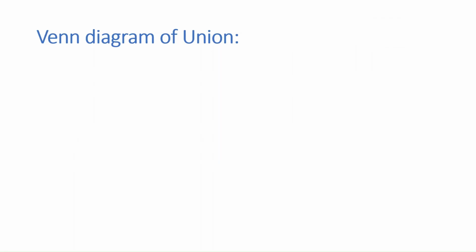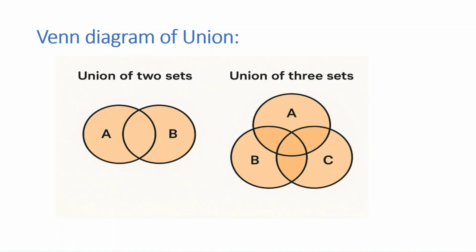Now, what will be the Venn diagram of union? For this portion, that is union of two sets, here A represents set A, B represents set B. Now union means all elements from both the sets. So all the shaded region denotes the union of two sets. Here we have three sets, that is A, B, and C. So all this shaded region represents the union of three sets.